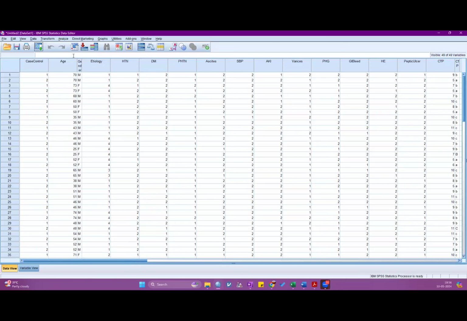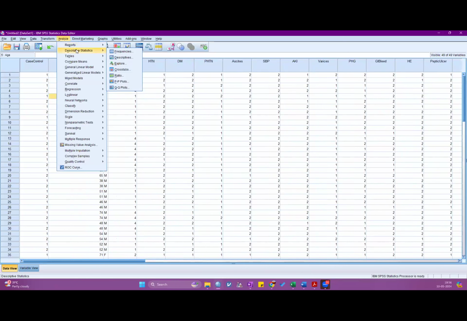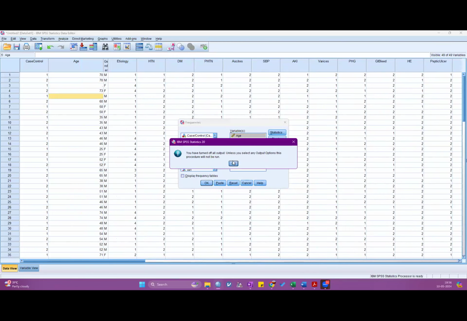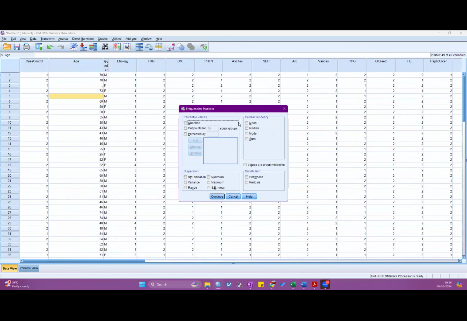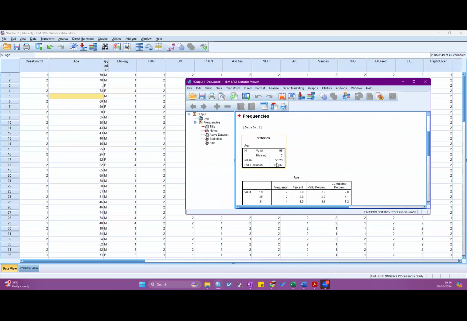Now suppose, let me take age. Suppose this is 73. Let me remove 73 from here. And again, we can remove 60 from here. Fine. So what we can do: go to analyze, go to descriptive statistics, go to frequencies, select age, because two values are missing from the age variable. Click on statistics, click on mean, click on standard deviation, click on continue, click on OK. What we are getting here is 53.23 plus minus 12.83, right?